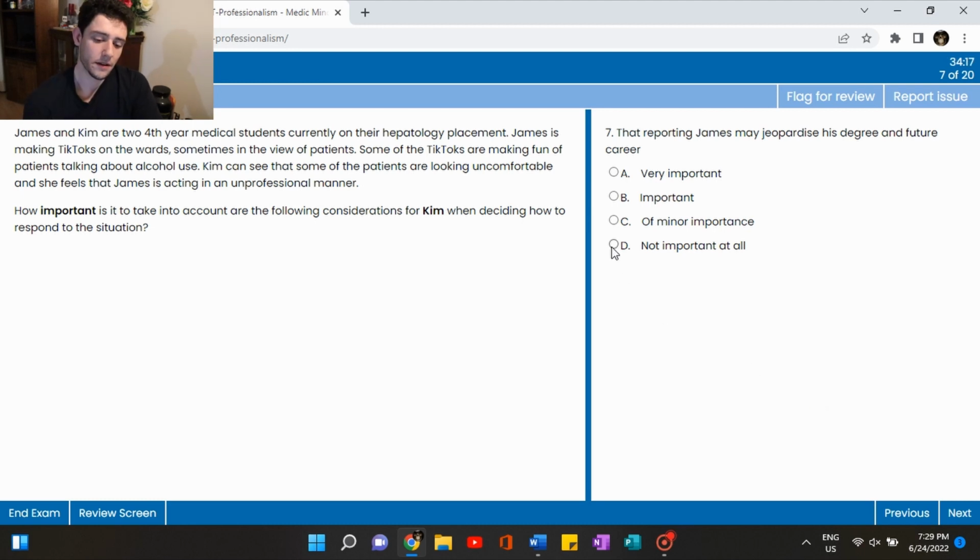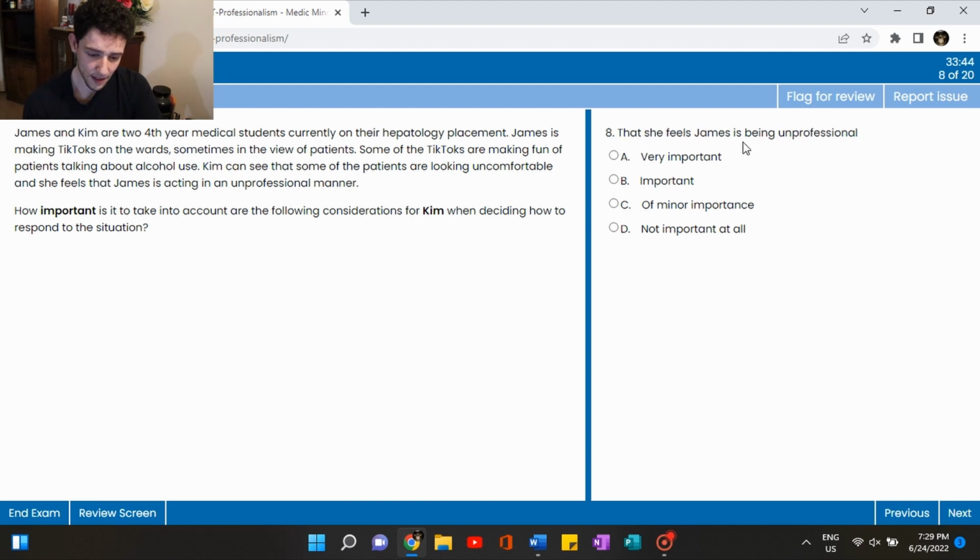In this case, it's not important at all, and that may seem pretty harsh, but most of these questions, if someone's doing something wrong and it jeopardizes how the patient feels, then it's a professional obligation to report that person. That's all mentioned in the General Medical Council guidelines, and the guidelines are pretty similar in Australia as well.